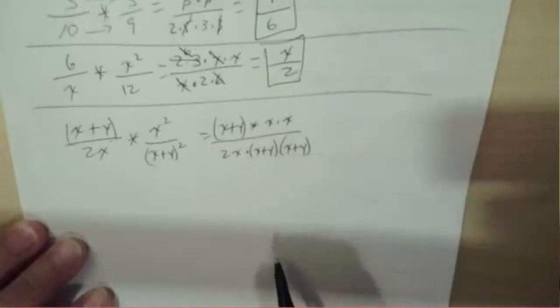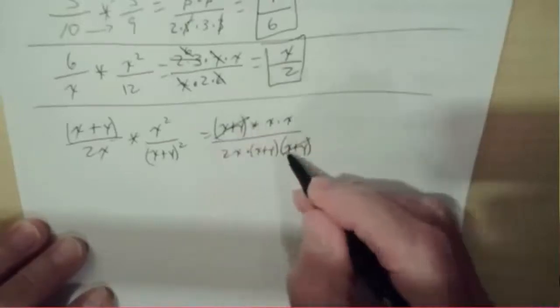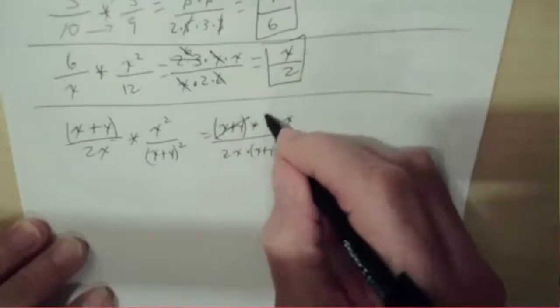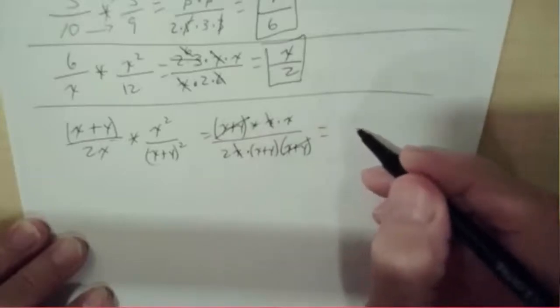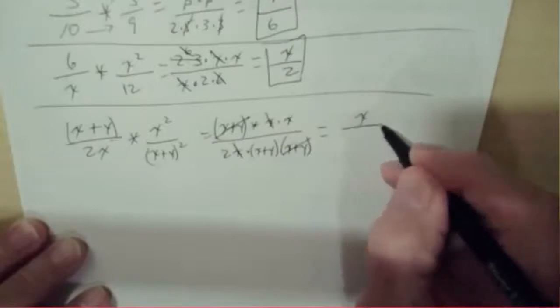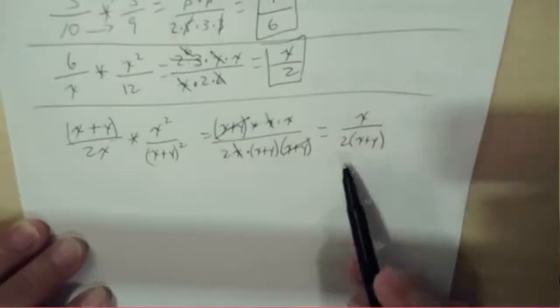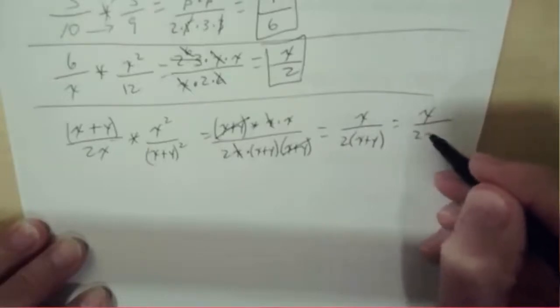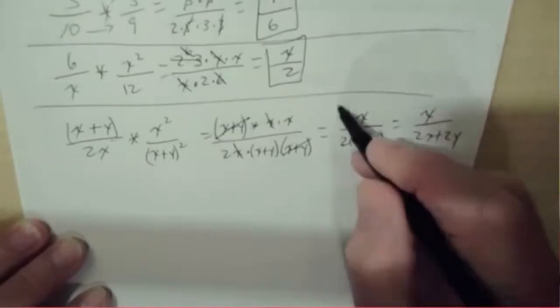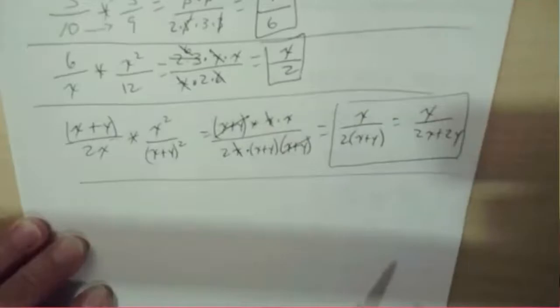So the x plus y cancels, and 1x and x. So what do we have left? We have x in the numerator and 2 times x plus y in the denominator. Of course, you can multiply the 2 times both of these. It's going to be x over 2x plus 2y. There's no telling what form they're going to put this answer in on the final exam, but you probably will see one of these things on the final exam.